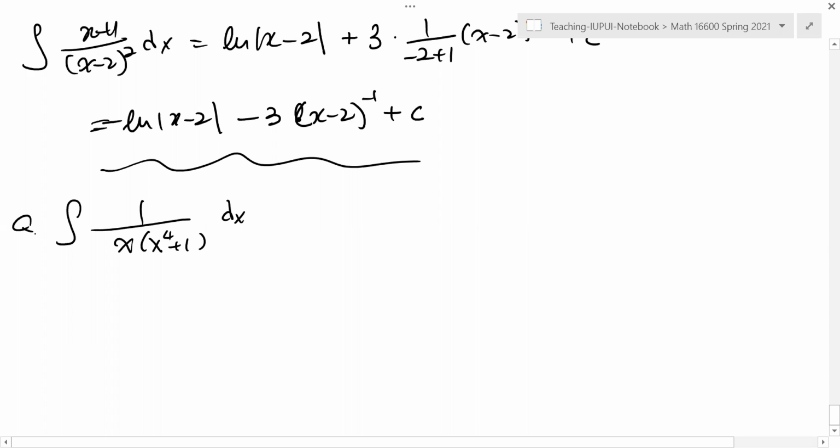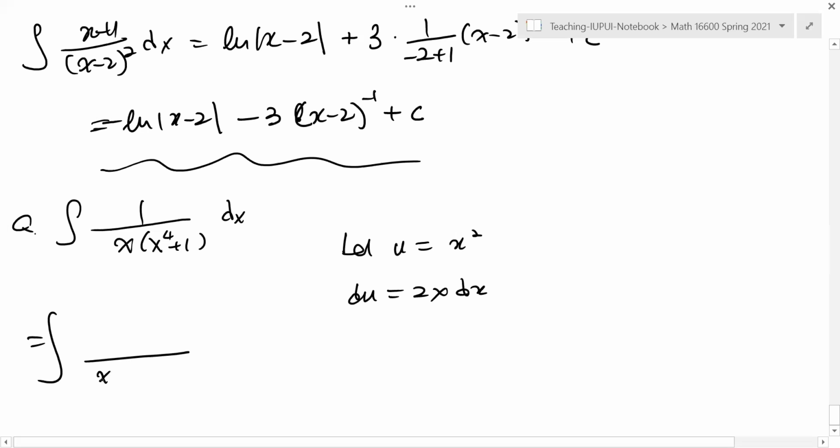So what kind of substitution can we try? I think x to the fourth power is too high, right? So I can try letting u be x squared, then they get u squared plus 1. Maybe that works. Let's see. So du equals 2x dx. Let me try this.